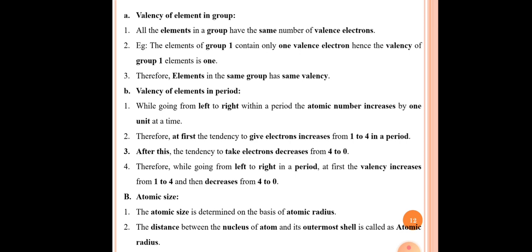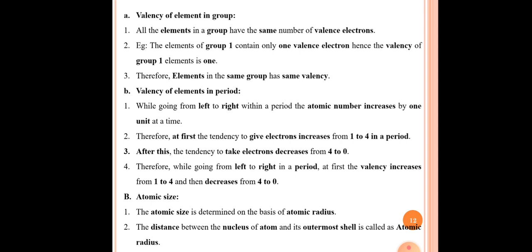Our second point is the valency of elements in a period. After the valency of elements in a group, we start a new point, the valency of elements in a period. The first point is that while going from left to right within a period, the atomic number increases by 1 unit at a time.